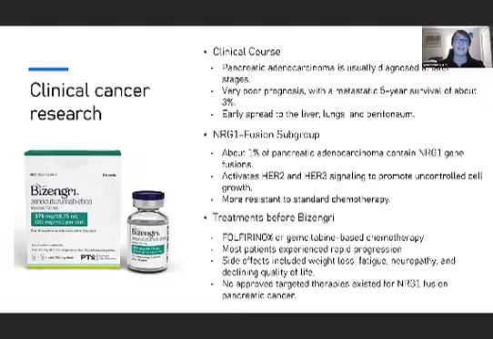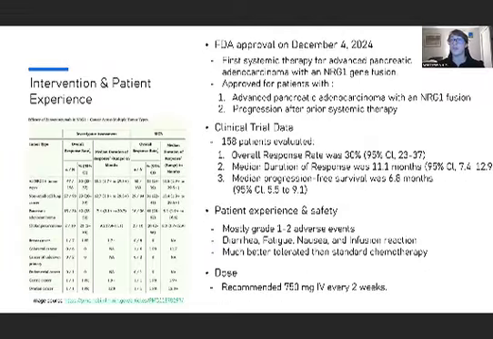At that point, there had been no targeted therapies at all that specifically targeted NRG1 fusion pancreatic cancer. That's until Bizengri came along, which was approved by the FDA on December 4th of 2024. It's the first systemic therapy for advanced pancreatic adenocarcinoma. This is big because it allows patients with this more aggressive subgroup to have a treatment option that's specific for their type of cancer. But it has to get tested.